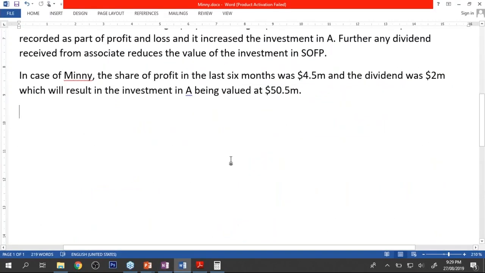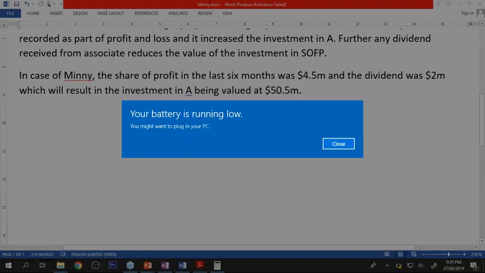So I'm going back to the worksheet and the battery is low. Let me use a charger.